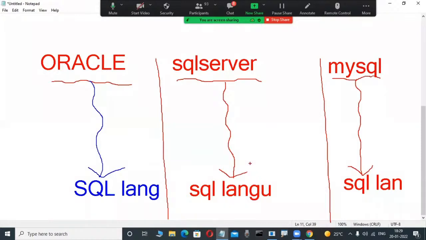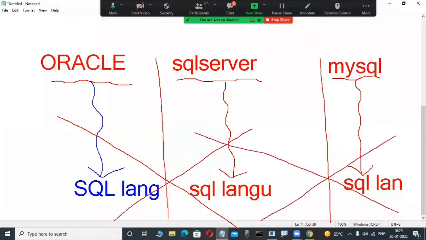Easy. Maybe some technical persons are there in our class, they're telling only. Are these all SQL languages the same or different? Very good. In our class, so many fellows are telling same only. That's 100% wrong. These all SQL languages are different, not same.